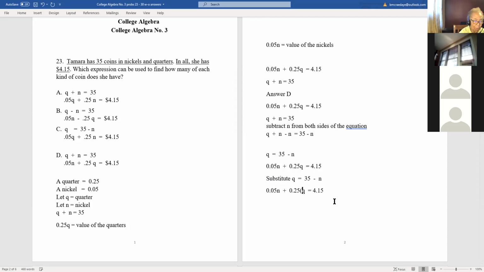So for q, I'm going to put what? 35. 35. What else? What is q equal to? q equals 35 minus n. Oh yeah, minus n. Right? So I'm going to put that in. And then what do you do next? PEMDAS. You've got to do the parentheses first.